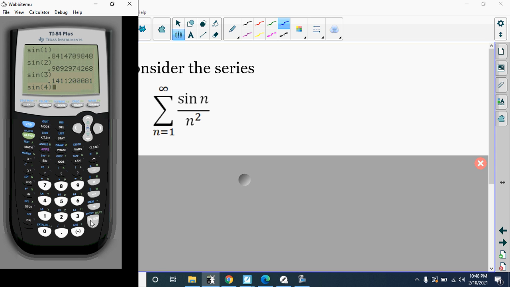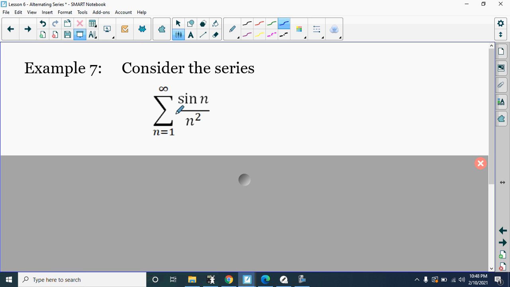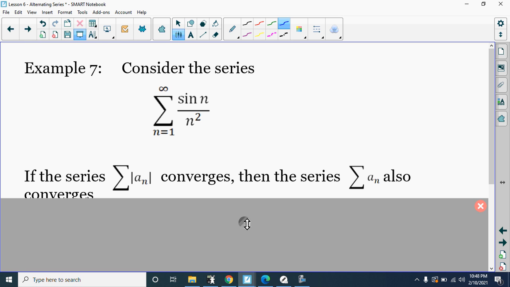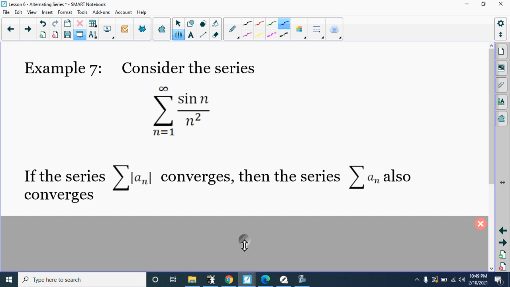Sine 4, now I'm getting a negative number. So some of these terms are positive, some of them are negative. Some positive, some negative, but they don't necessarily even alternate back and forth between consecutive ones. But this is a good thing to know.